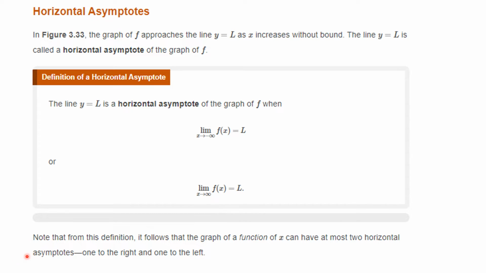L. Now please understand from this definition that the graph of a function can have at most two horizontal asymptotes, one to the left, and it perhaps could be a different one to the right. Not always, but it could be a different one.